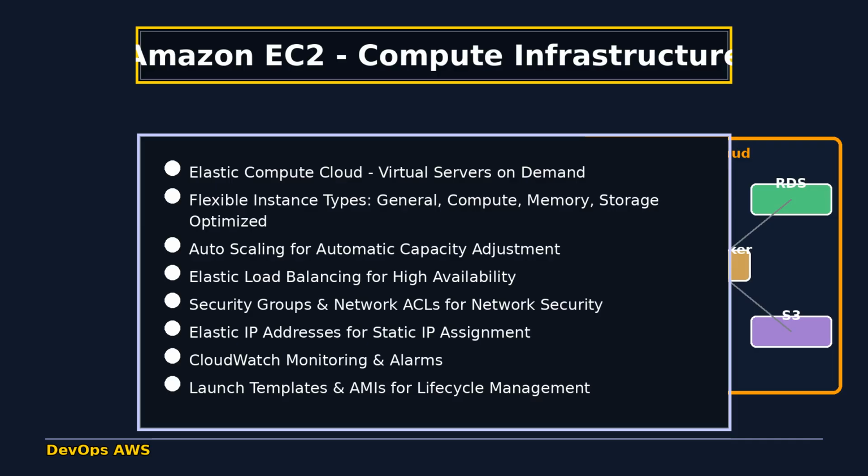Implement elastic load balancing for high availability and fault tolerance. Configure security groups and network ACLs for network security. Use elastic IP addresses for static IP assignment. Monitor instances with CloudWatch metrics and alarms. Implement instance lifecycle management with launch templates and AMIs.